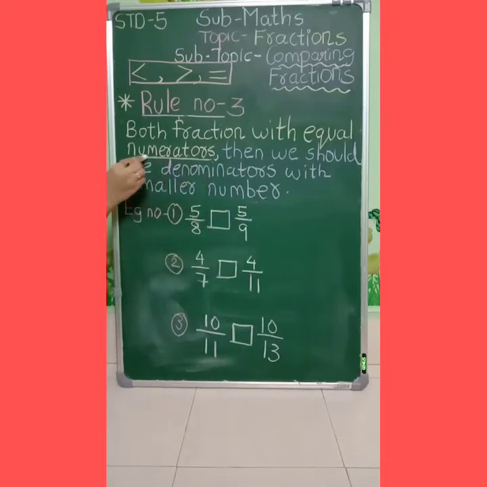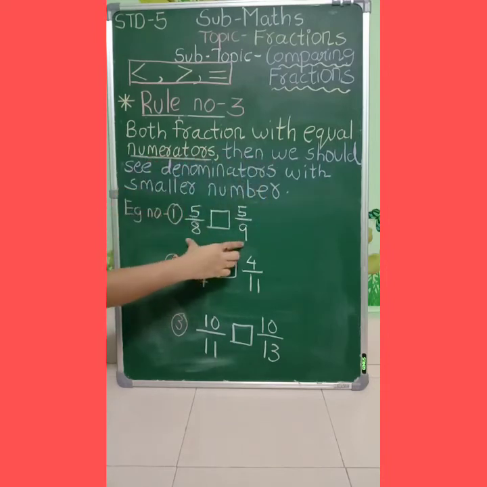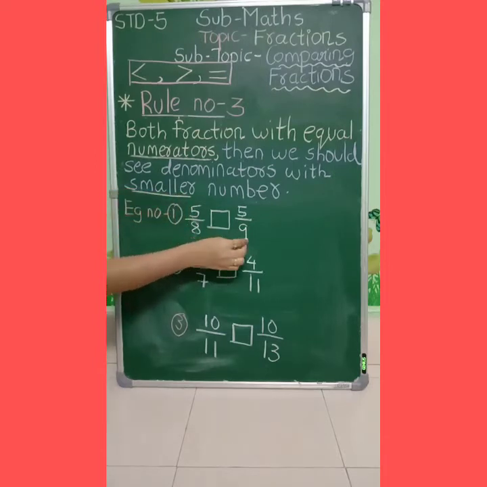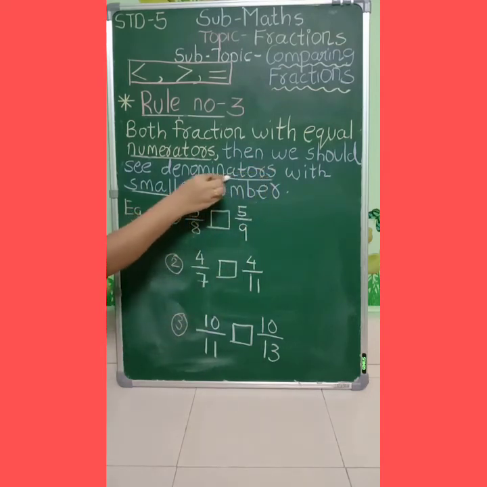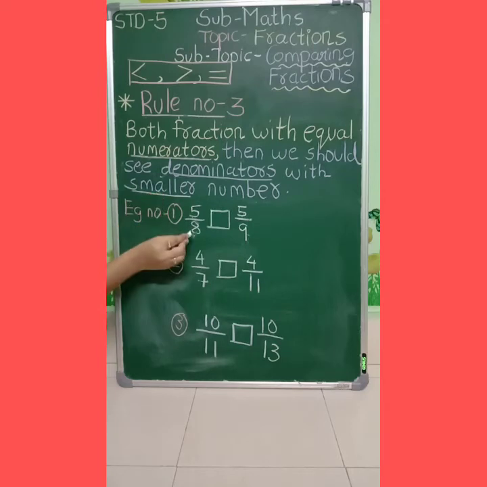Both are equal numerators. Then what we have to see? We should see the denominators with smaller number. Which number is smaller? If both the numerators are equal, then we should see the denominator. 8 and 9 are both denominators, but we take the denominator with the smaller number. Which number is smaller, 8 or 9? 8 is smaller. So pi upon 8 is the bigger fraction.